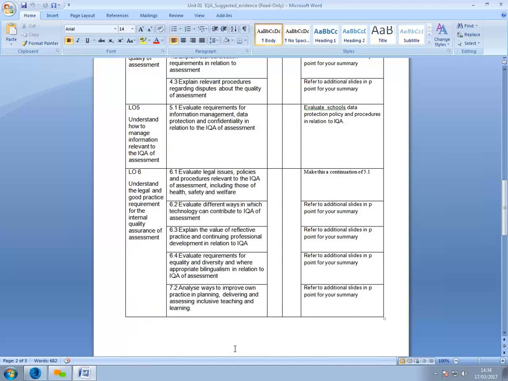Evaluate the legal issues, policies and procedures relevant to IQA on assessment, including health, safety and welfare. You can make a continuation of your evaluation at 5.1. 5.1 and 6, I would suggest that you run them together because they are looking at initially your school and then the wider issues around it as well.